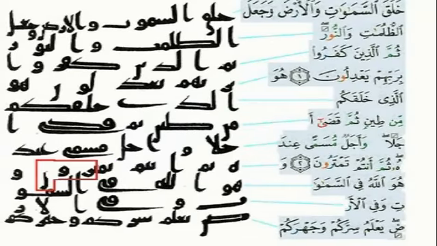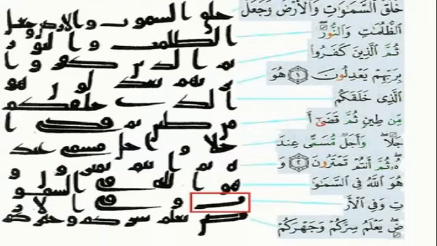ثم قضى أجلا وأجل مسمى عنده. Dal here and ha here. ثم أنتم تمترون. وهو الله في السماوات. Ta here. وفي الأرض. The dad here. يعلم سركم وجهركم.